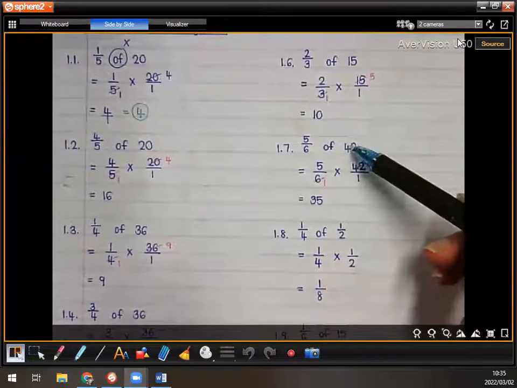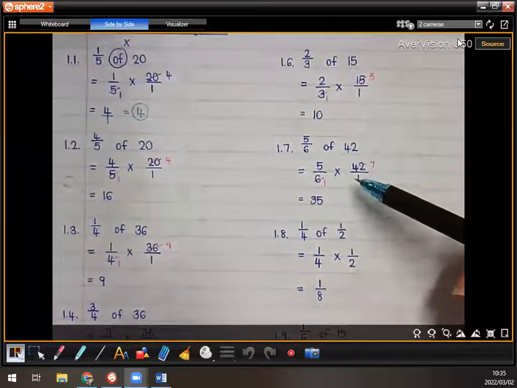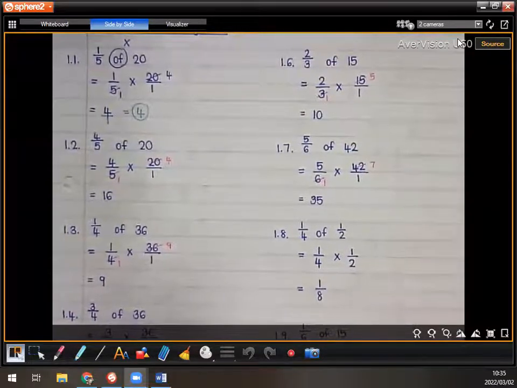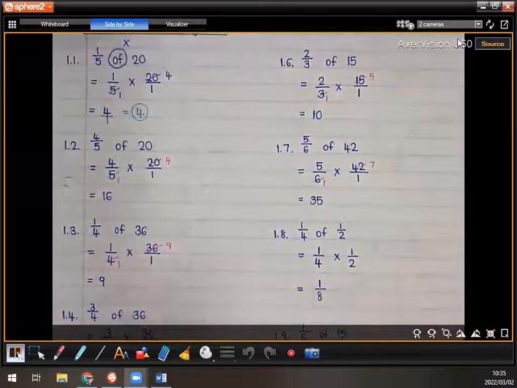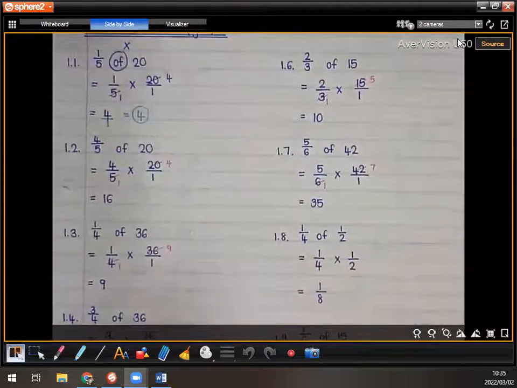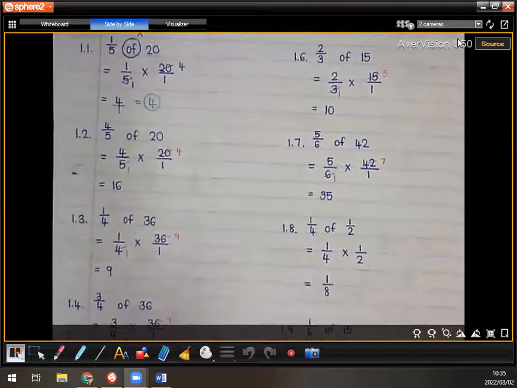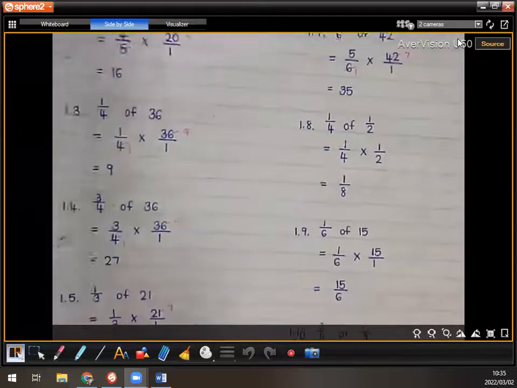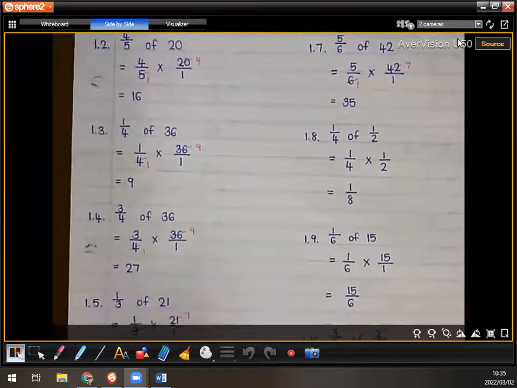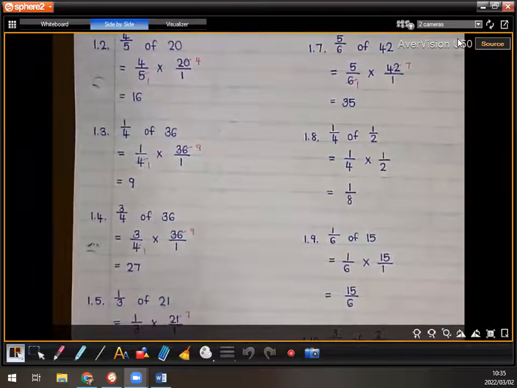So here again, 42 is 42/1, so that you can do your cross cancellation. We're all done with 1.1 and 1.6. Okay, I'm moving down. You can see 1.4 and 1.9 there at the bottom. I'll move up just now.